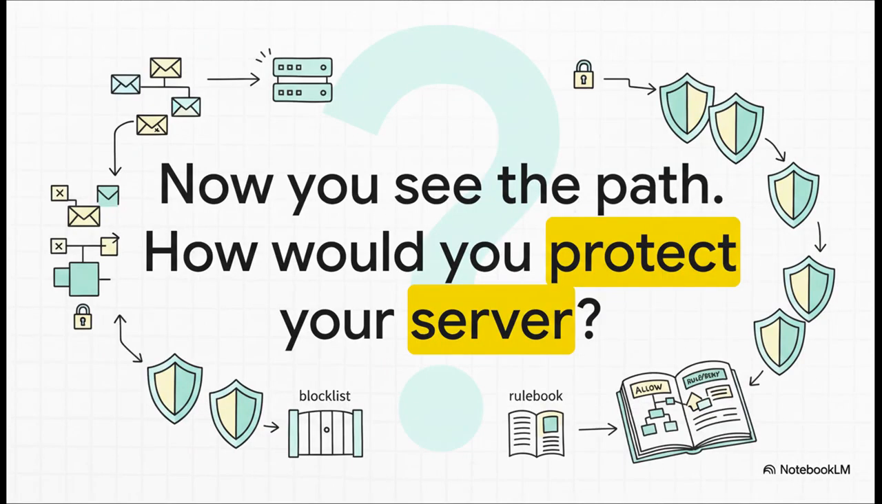So there you have it. Now you see the real architecture, the checkpoints, the rulebooks, the final actions. You can see that a firewall isn't just some simple block list. It's a structured, logical process. You have the map of the packet's journey. So the only question left is, how are you going to use it to protect your network?